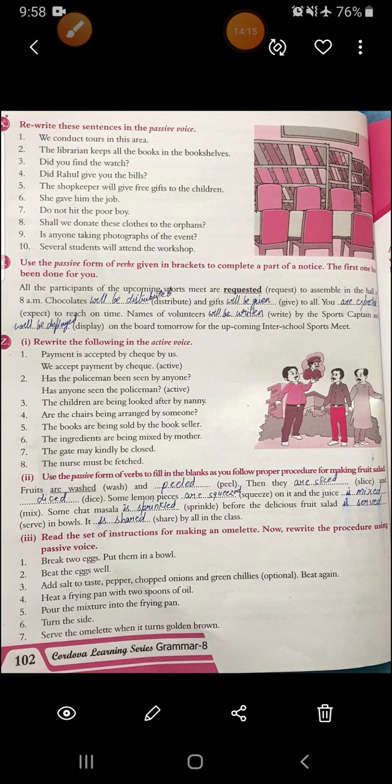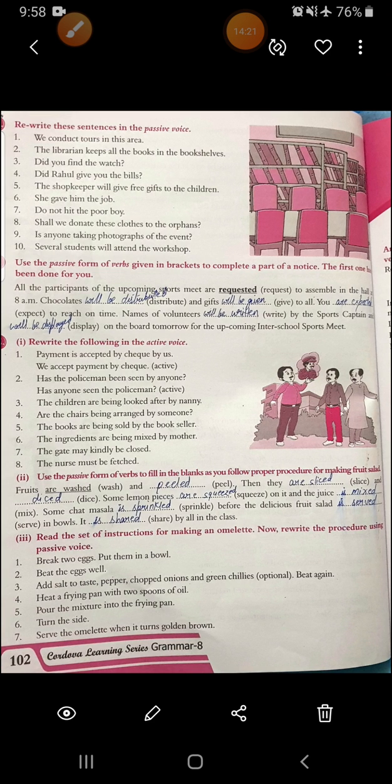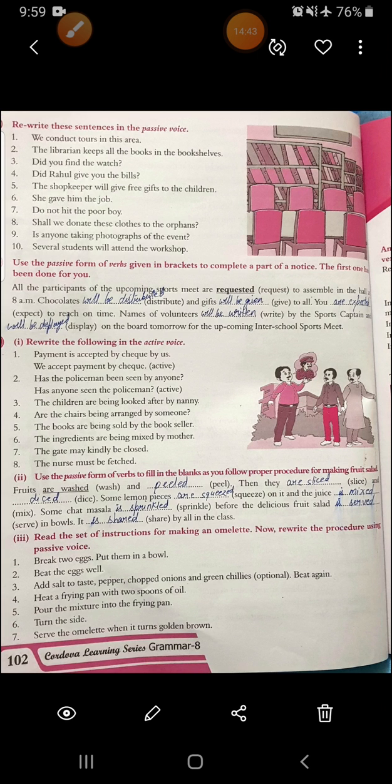Then fourth, are the chairs being arranged by someone? Is someone arranging the chairs? Fifth, the books are being sold by the bookseller. The bookseller is selling the books. Sixth, the ingredients are being mixed by mother. Mother is mixing the ingredients. Seventh, the gate may kindly be closed. Please close the gate. Eighth, the nurse must be fetched. Fetch the nurse.